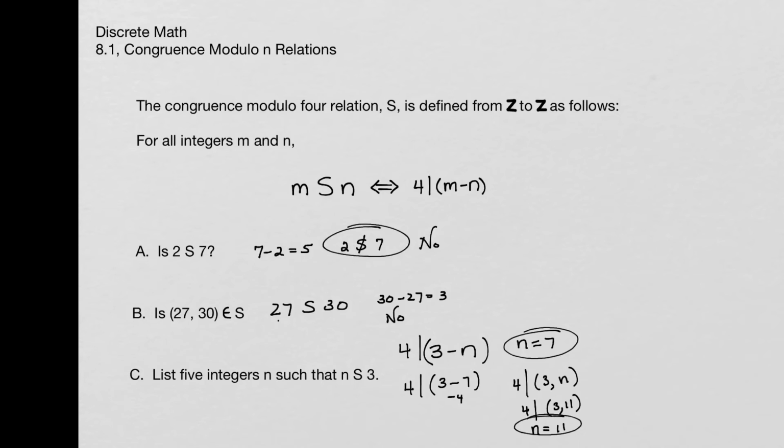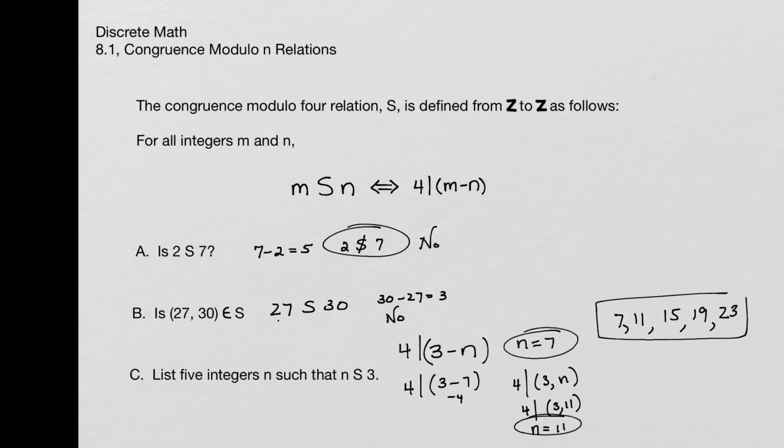Now we have two values of n. And what I can do is just keep doing that, and I'm just going to keep adding 4 to each subsequent possibility. And so then my answer list is 7, 11, 15, 19, and 23.